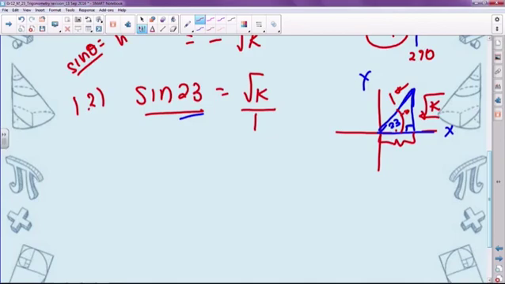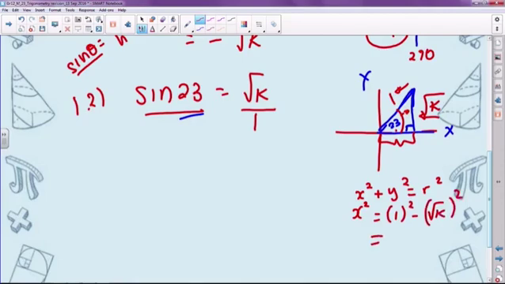So I can set it up as follows by Pythagoras. We know that x squared plus y squared is equal to r squared. X is what we are looking for, so therefore it's going to be the difference, r squared minus y squared. R had a value of 1, and y had a value of the square root of k.